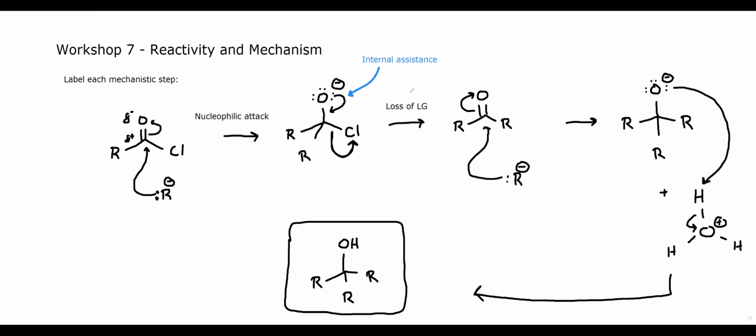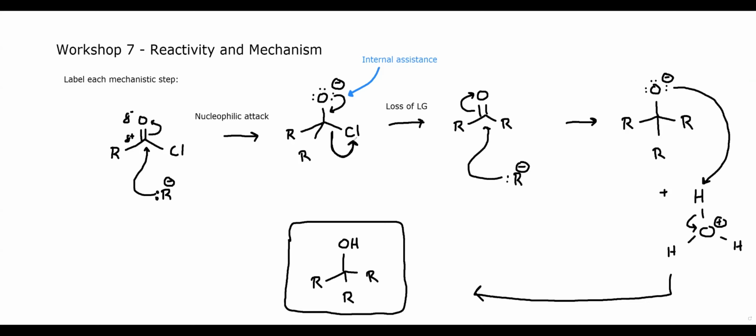Okay. So internal assistance is just when you have a neighboring atom, typically with a lone pair like this, and this lone pair can come down to form a pi bond and sort of help kick off that leaving group, okay? Because if we look at the product here, we see a C double bond O. That double bond has reformed. And that double bond reforms in the same step that the leaving group leaves.